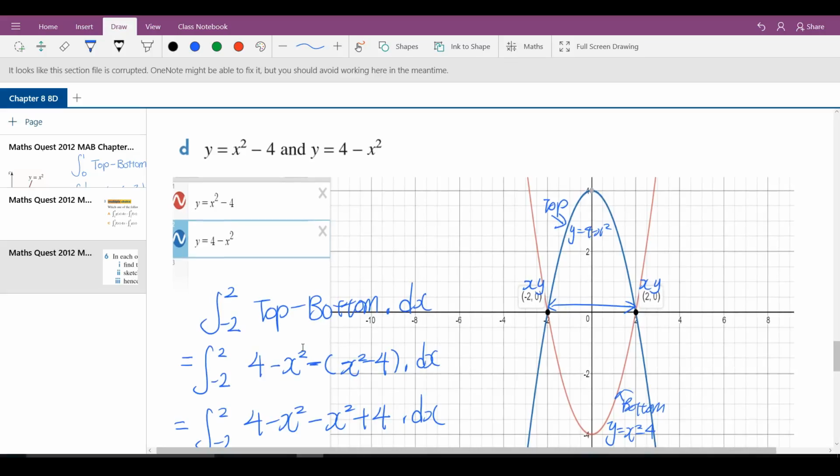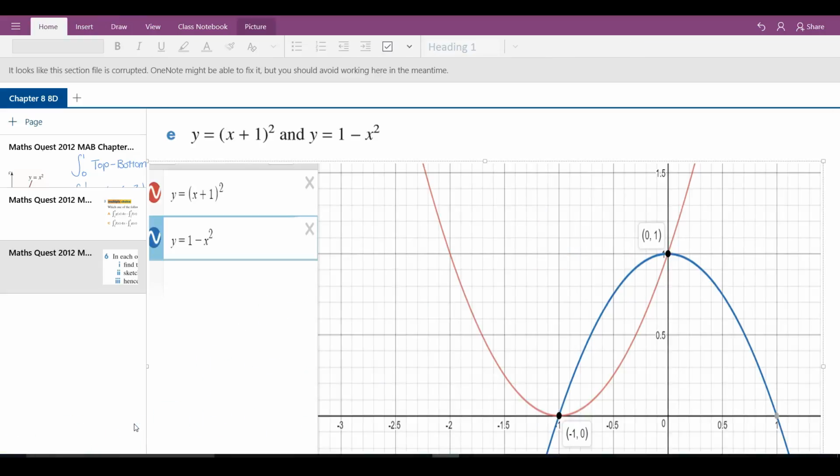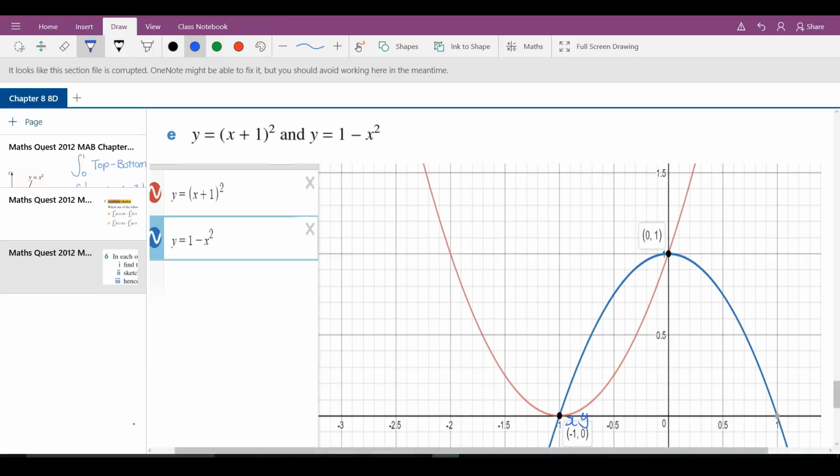Alright, so let's go on to question E. Okay, we've got our 2 points here, x, y, x, y. Alright, so it's from negative 1 to 1. Oh no, negative 1 to 0. Interesting. So it's from negative 1 to 0. And which one's the top? The top is this one. And this is y equal to 1 minus x squared, bottom. And this is y equal to (x plus 1) squared.